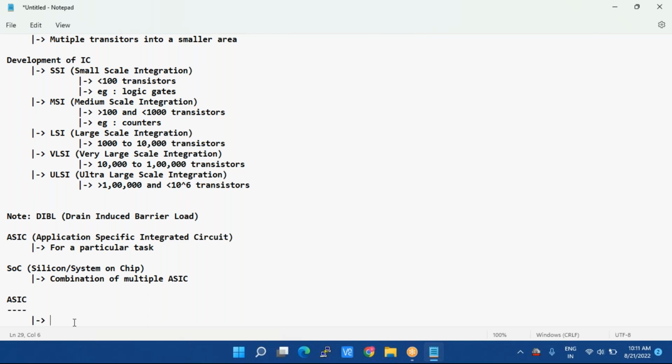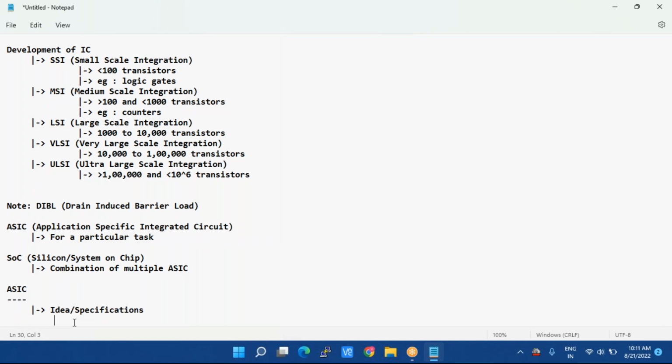The first information I require is an idea, or let's say specifications. Okay, the first thing I need is an idea or specifications. So when I'm talking about idea or specifications, what exactly do I mean? Let's say with respect to your house itself, what exactly do you mean by that particular idea or specification?